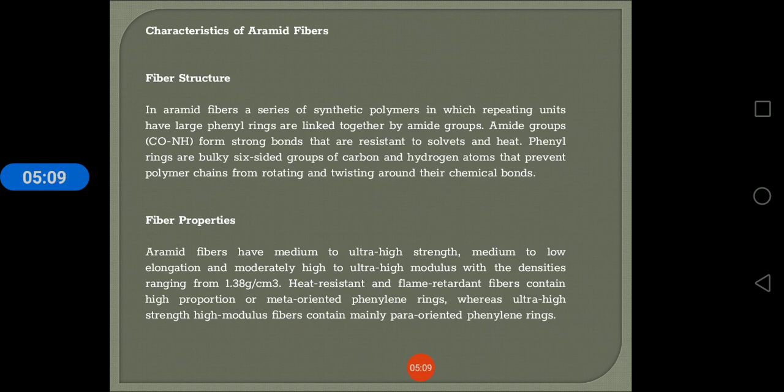Fiber properties. Aramid fibers have medium to ultra high strength, medium to low elongation, and moderately high to ultra high modulus, with densities ranging from 1.38 grams per cubic centimeter. Heat resistant and flame retardant fibers contain a high proportion of meta-oriented phenyl rings, whereas ultra high strength, high modulus fibers contain mainly para-oriented phenyl rings.